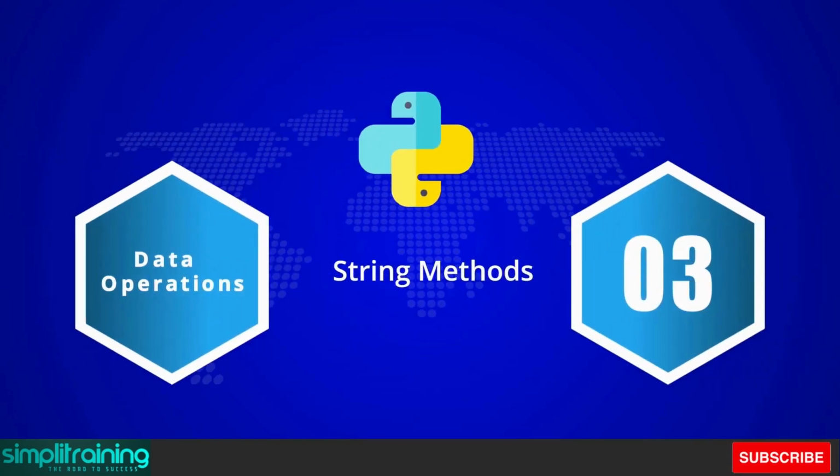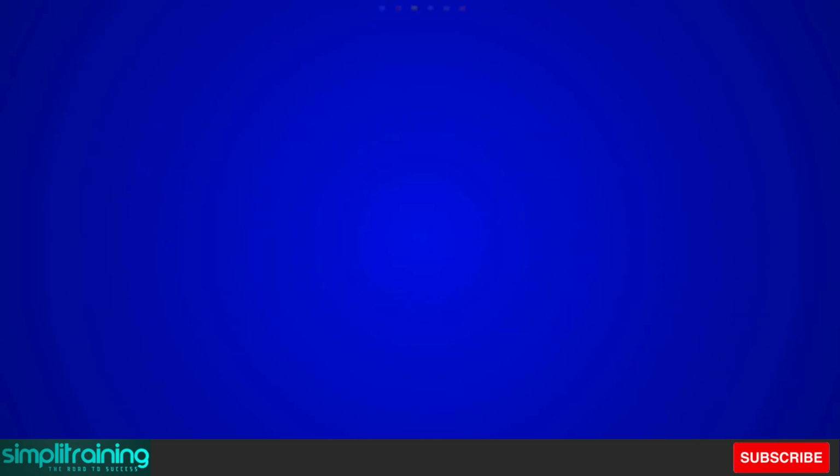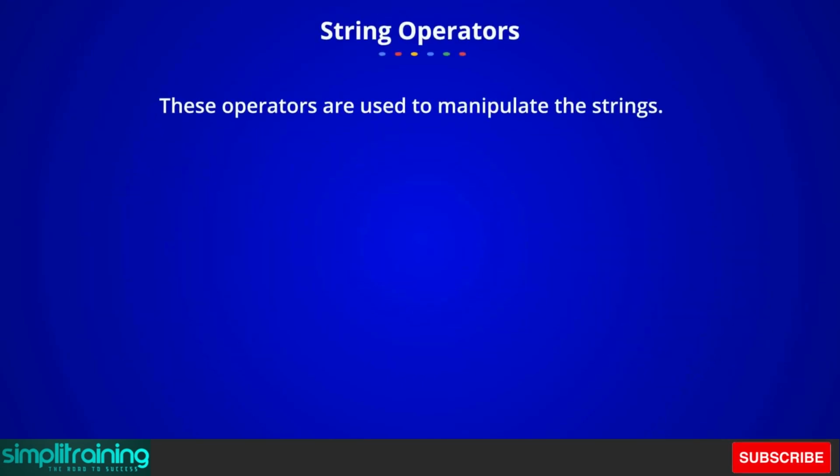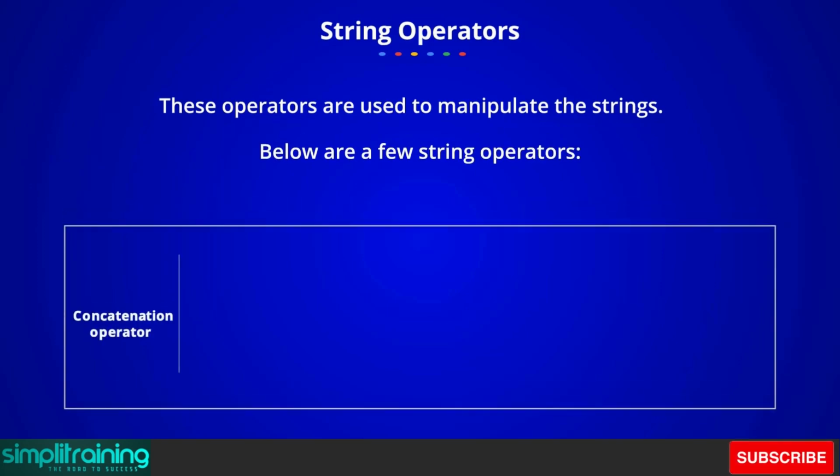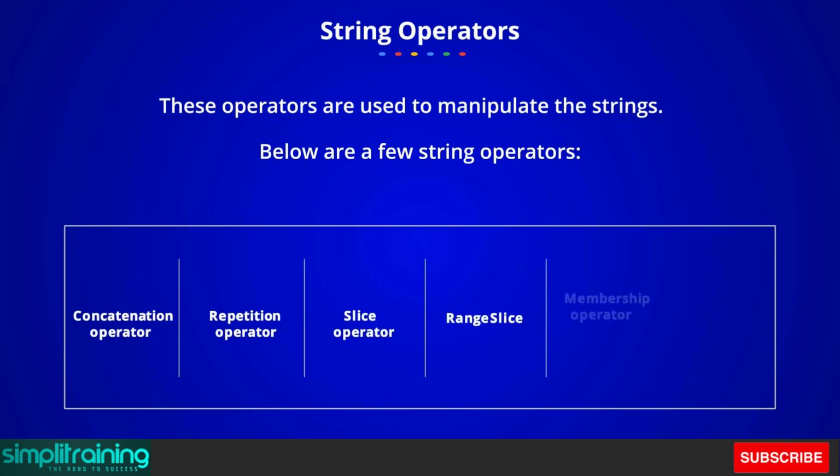In this topic, we will cover the string methods used in Python. String operators are used to manipulate the strings. Some of the string operators used in Python are concatenation operator, repetition operator, slice operator, range slice, membership operator, and format operator.